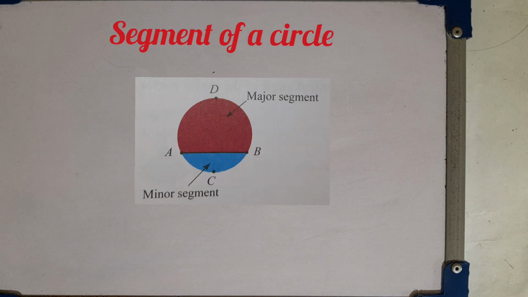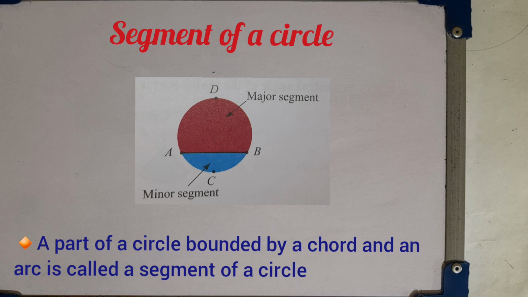Now let's learn what a segment of a circle is. A part of a circle bounded by a chord and an arc is called a segment of a circle. In the diagram given here, the part with the red color is the major segment. It is bounded by the chord and the major arc. The part with the blue color is the minor segment. It is bounded by the chord and the minor arc. So this is the way to identify segments.